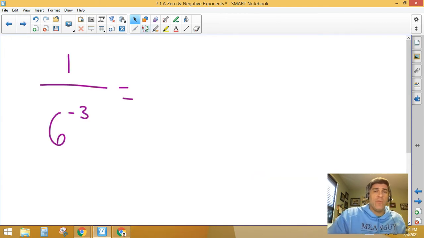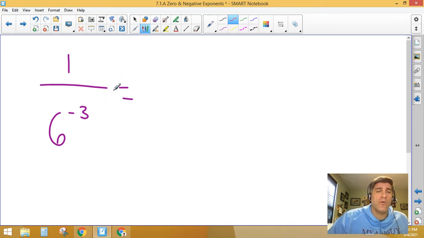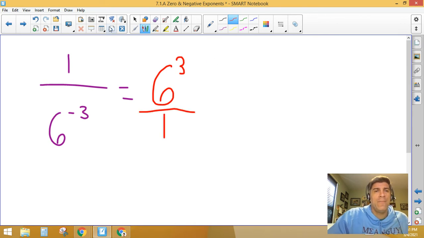So what would this one be? How could we turn this into a number using only positive exponents? Good. That's it. It's a negative exponent in the denominator. So technically, if I wanted to, I could say it's over 1, but I don't need to do that.